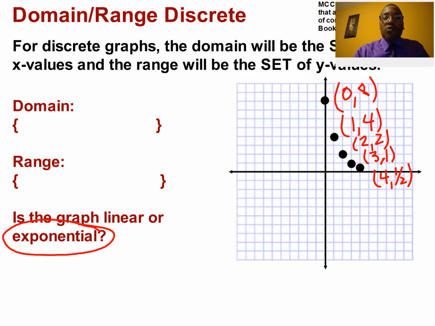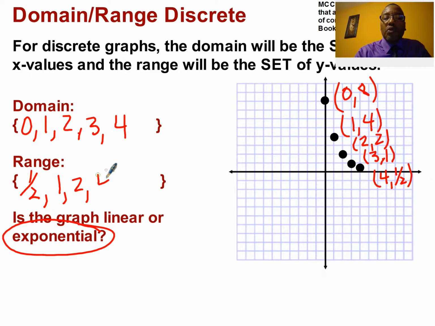My domain then would be from left to right, 0, 1, 2, 3, and 4. And the range would be from bottom to top. So 1/2, 1, 2, 4, and 8.